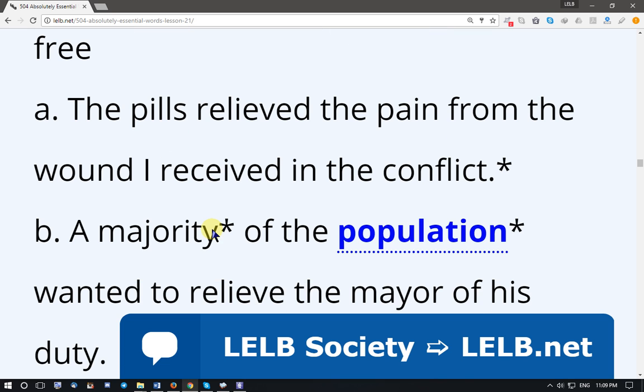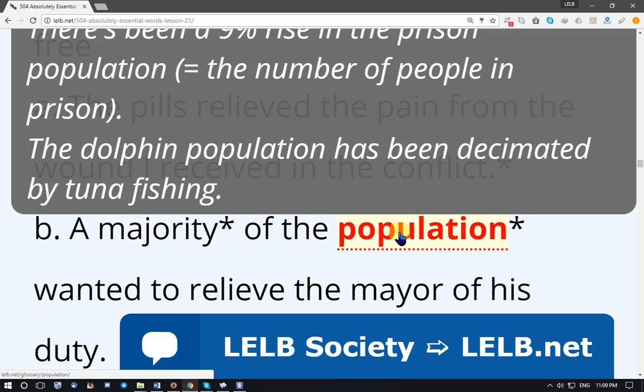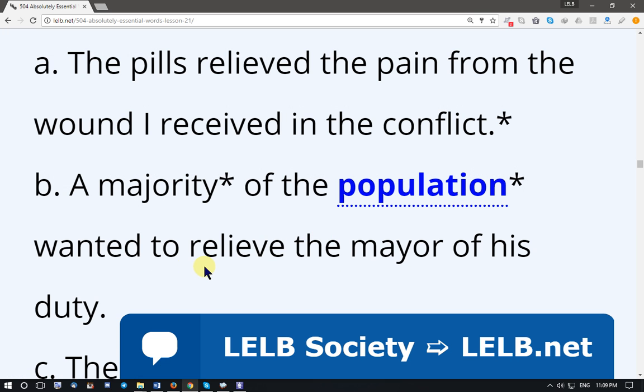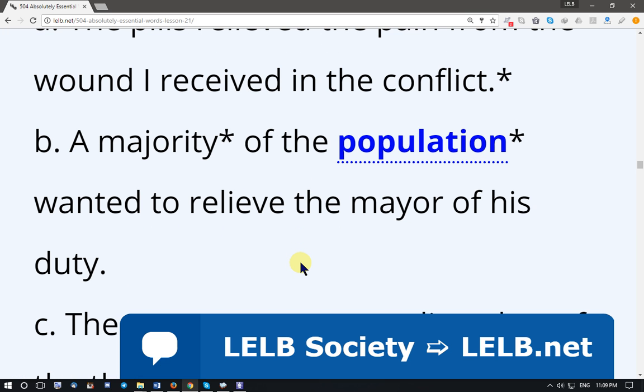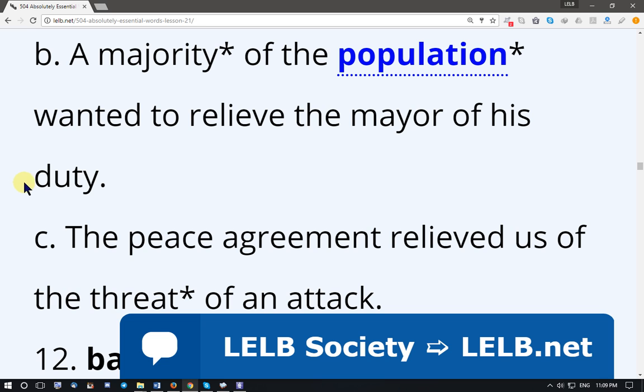A majority of the population wanted to relieve the mayor of his duty. It means most of the population wanted to relieve and free or release the mayor, the person who was in charge of the city management, of the duty or missions or responsibilities.